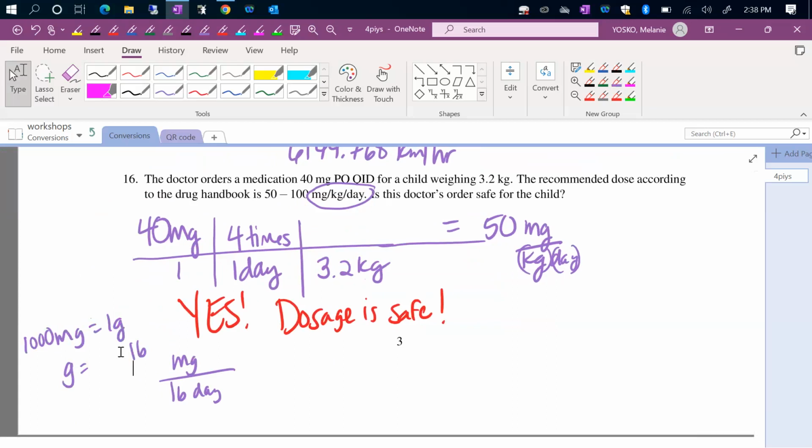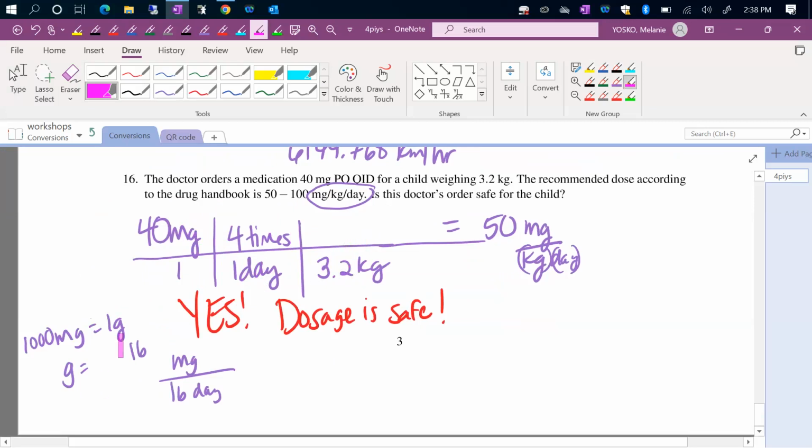She actually said if you cover up the weight, it would be 40 milligrams per day, but it wouldn't actually be 40 milligrams per day. It would be 160 milligrams per day, because 40 milligrams would be per dosage, 4 times per day. If you covered up this, it would be the milligrams per day total.